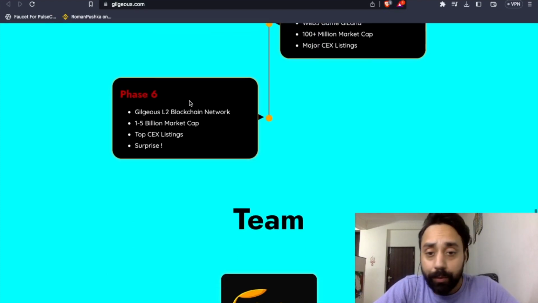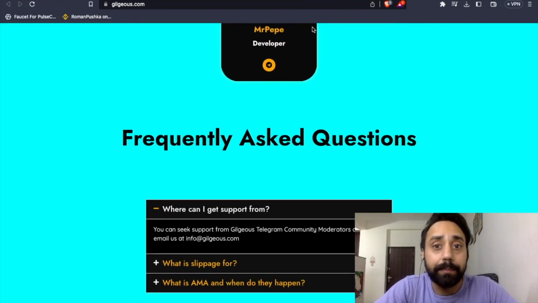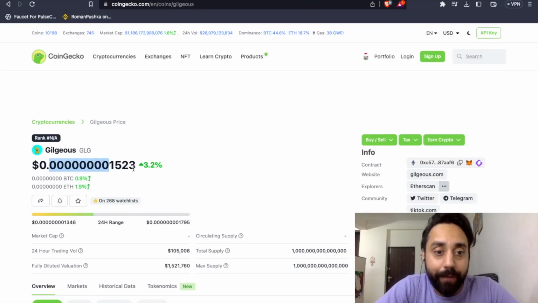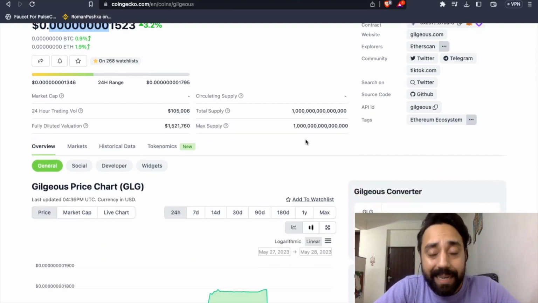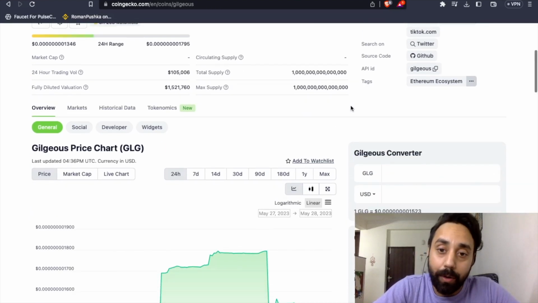So these are some of the faces of Gilgeous Network. Let me go to its price, where that is at, how many zeros. It has almost eight zeros, and then is the price. It's up by 3.2%. Maximum supply they have written is 1 quadrillion, but definitely it is far lower, because 60% of it is burned or is about to burn.